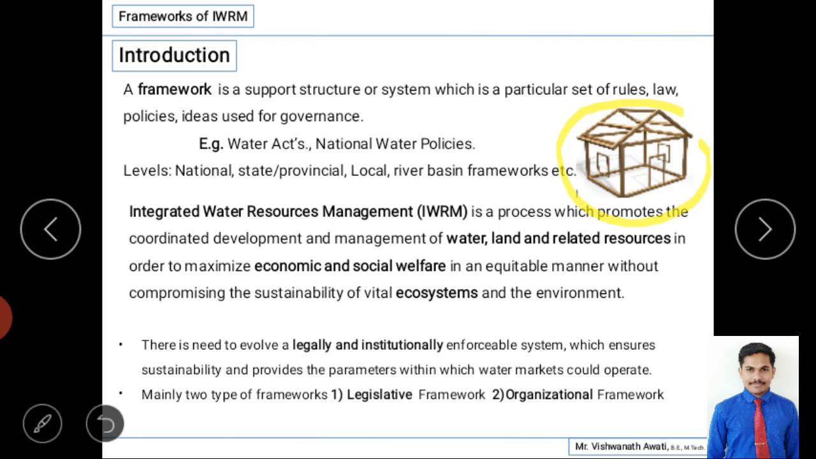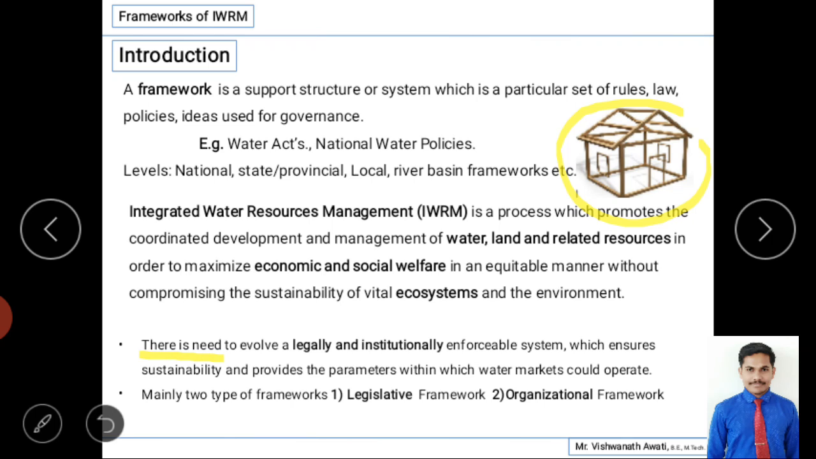Due to this conflict or complexity of integrated process management, it's not so easy. That's what we require: legal laws or institutional laws, an enforceable system which ensures sustainability and provides the parameters with which a water market could operate. So the main intention is the sustainability of water and providing the parameters within which the water market can operate. So we are balancing the ecosystem as well as using water for our developmental activities, right?